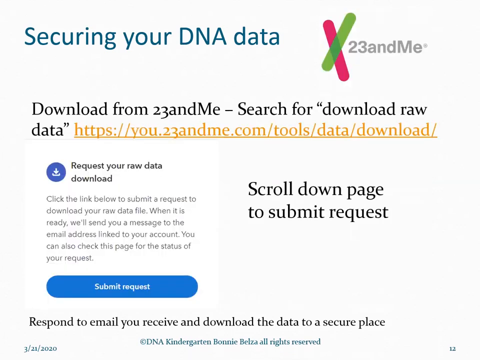Here's a picture of 23andMe's download. To get to their location for doing this, you want to copy this URL that's shown. They've moved the page around, so there's not a direct link, but you can also find it on their site by doing a search for download. Again, you'll scroll down on the page to submit a request, and you'll click on that Submit Request button. You'll respond to the email that you received from 23andMe, and then you'll be able to click on the button that allows you to download your data.